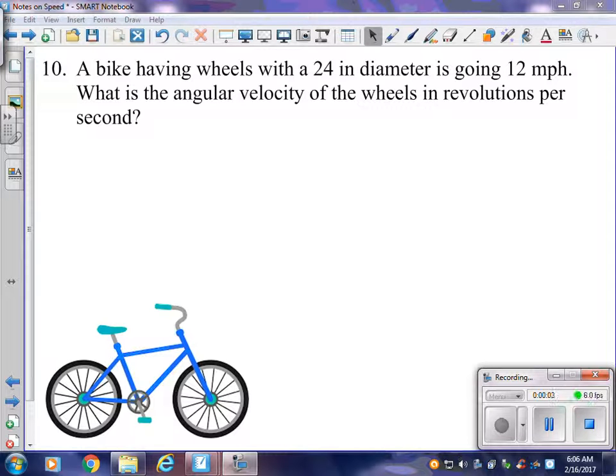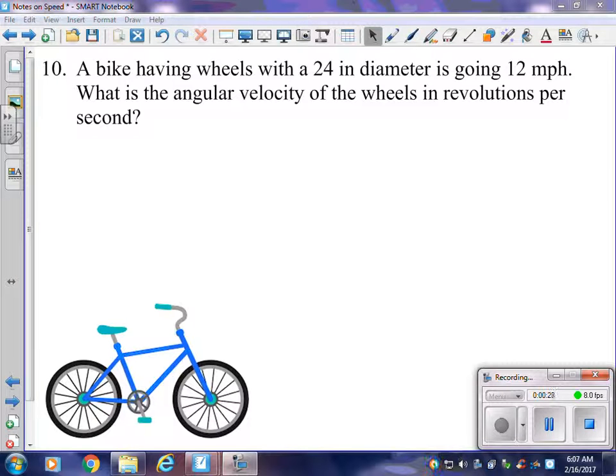Today we're going to look at some more of these word problems on linear and angular velocity, or what we call speed. And in these problems we are going to be looking at the linear speed as being given, and we want to go backwards and find angular speed. So this is going to be a little bit different.